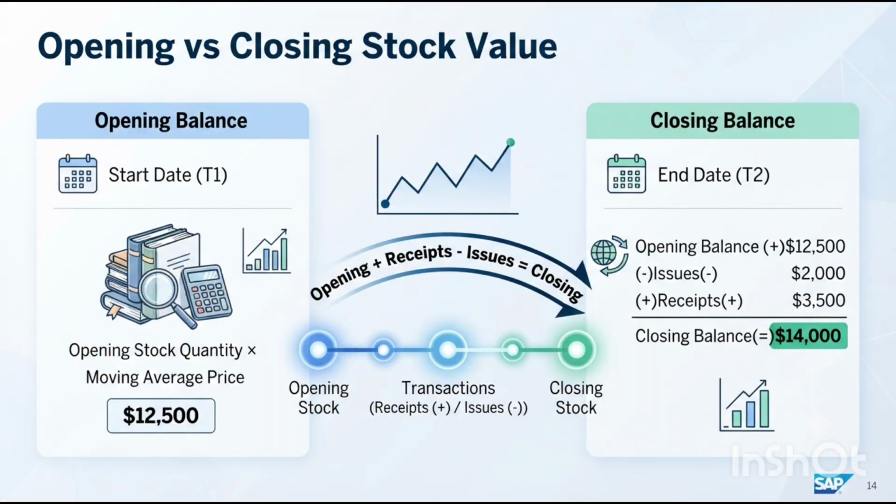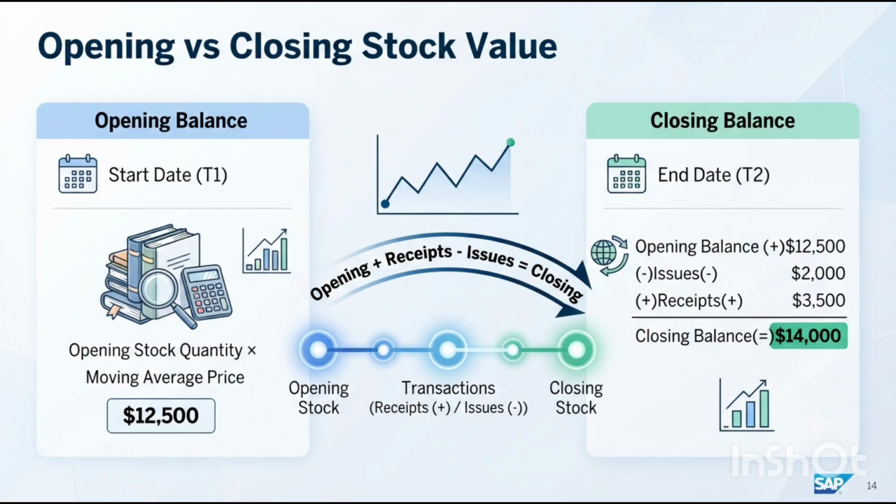Let's understand the most important part, opening and closing balances. The opening balance represents the stock quantity and value available at the start of your selected posting date. During the period, the system adds all goods receipts and subtracts all goods issues. The formula used by SAP is simple yet very powerful. Closing balance is equal to opening balance plus total receipts minus total issues.